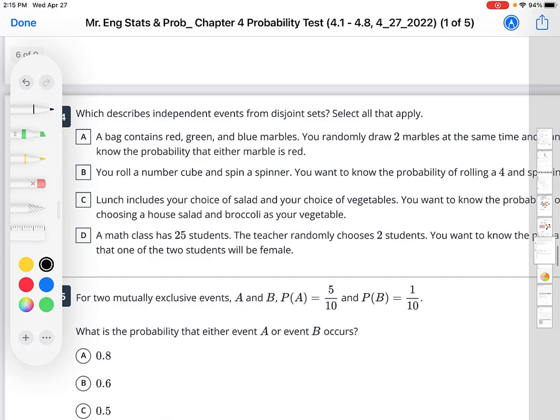All right, which describes independent events, right? You know, I talked to a lot of teenagers, high schoolers, and what do you guys want? You guys want to be independent from your parents, right? Whatever your parents do doesn't affect what you do. Now, it's telling you disjoint events, which basically means another way for saying mutually exclusive. They're not related. And then it says select all that apply.